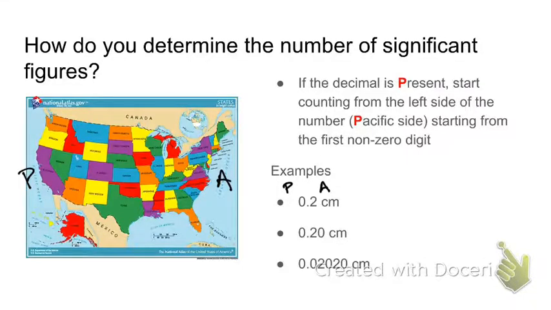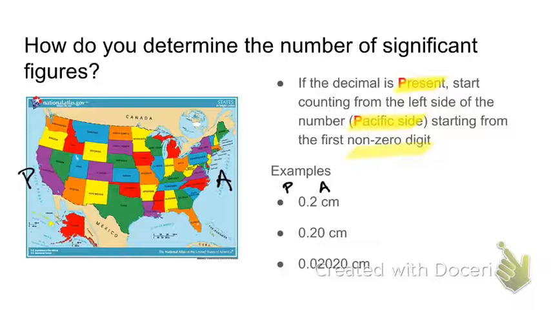All right, so let's go ahead and read the first rule to determine the number of sig figs. It says, if the decimal is present, start counting from the left side of the Pacific number, which we call the Pacific side, starting from the first non-zero digit. A couple things to notice. The reason why we talk about the Pacific and Atlantic is because Pacific starts with a P and present starts with a P. And the second thing that's important is non-zero digit. The non-zero digit helps us to start counting the number of sig figs.